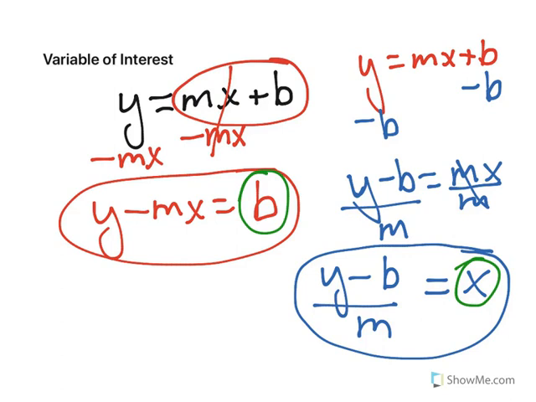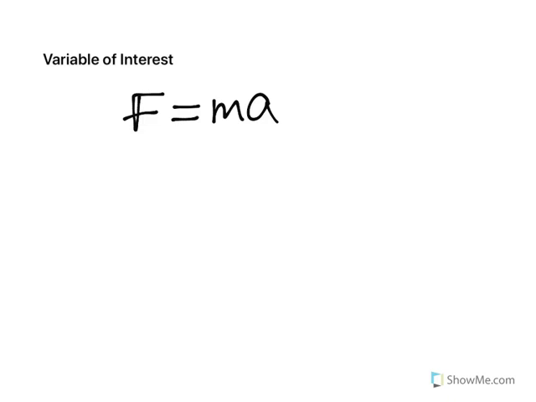Okay, let's look at another much easier example. Okay, force equals mass times acceleration. This is a basic physics equation here. Okay, Isaac Newton and all these guys, the pioneers of physics. This is one of the most basic physics formulas. Force equals mass times acceleration.